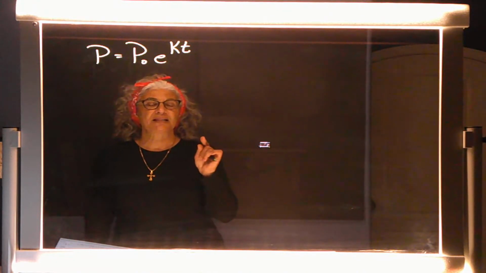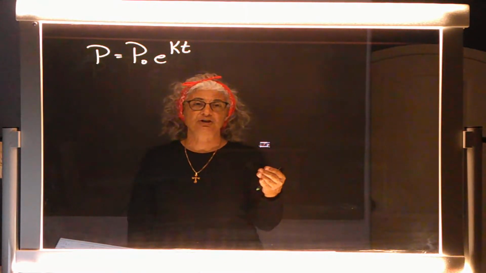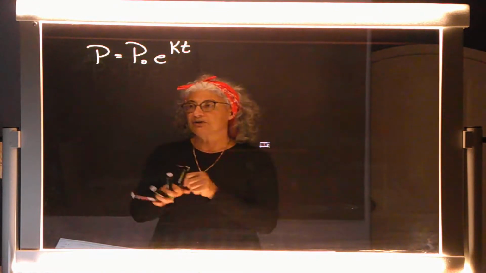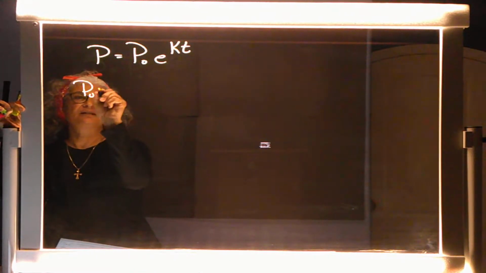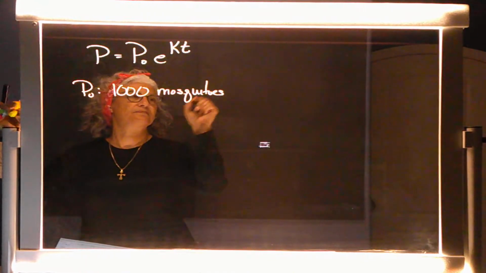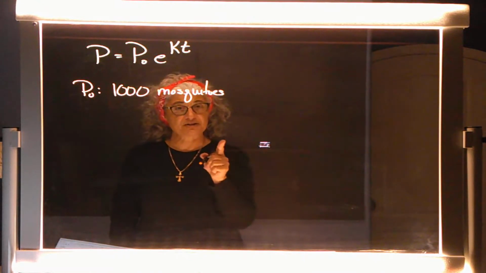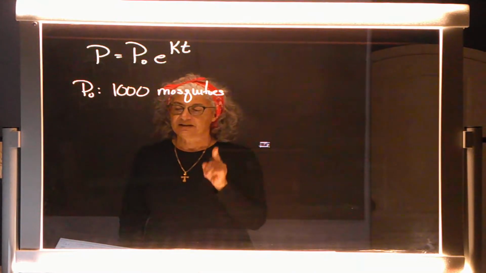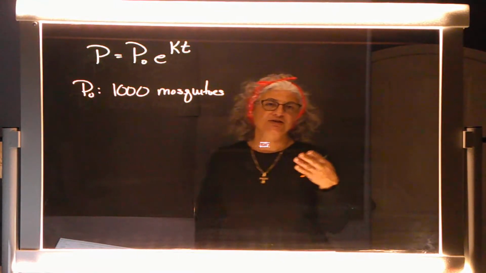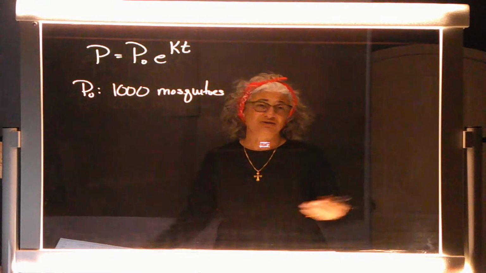Then they say, if there are 1,000 mosquitoes initially, so initially means what? Yeah, it's that variable P sub 0, isn't it? So we have initially 1,000 mosquitoes. And then they say there are 1,200 after 1 day, right? And then they want to know the size of the colony after 2 days. So here's the deal. In order to answer their question, which is what's the size of the colony after 2 days, I need a formula, don't I?